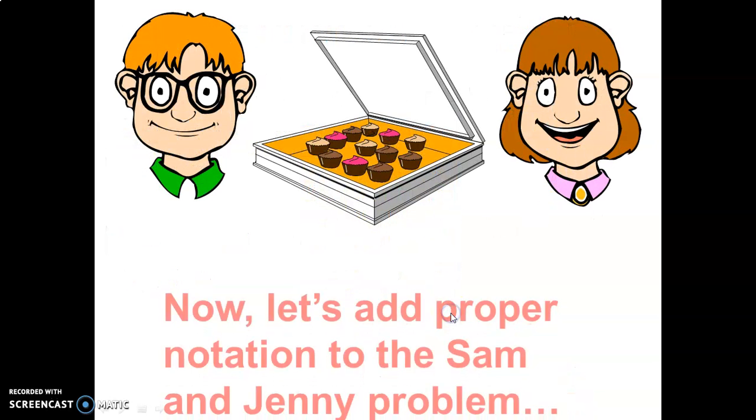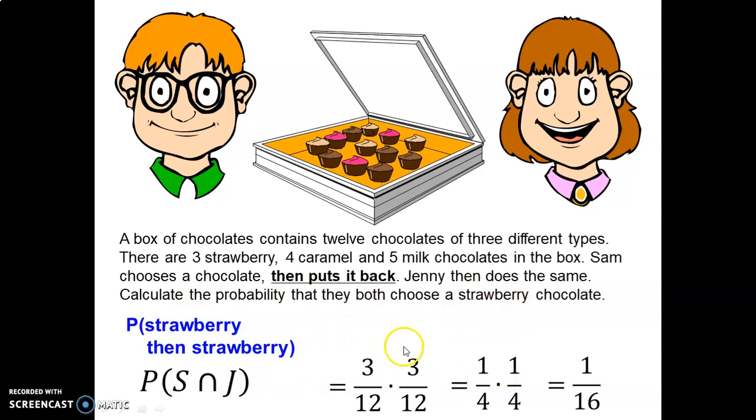So here we're going back to the chocolate problem. We're going to add the proper probability symbols. So first of all, strawberry, then strawberry. So I put the probability of, sorry, this is Sam. Sam chooses strawberry and Jenny chooses strawberry. And then written here, it would be the probability of Sam choosing a strawberry times the probability of Jenny choosing a strawberry. And we saw that there was no dependence there, so it's independent probability, they're the same.